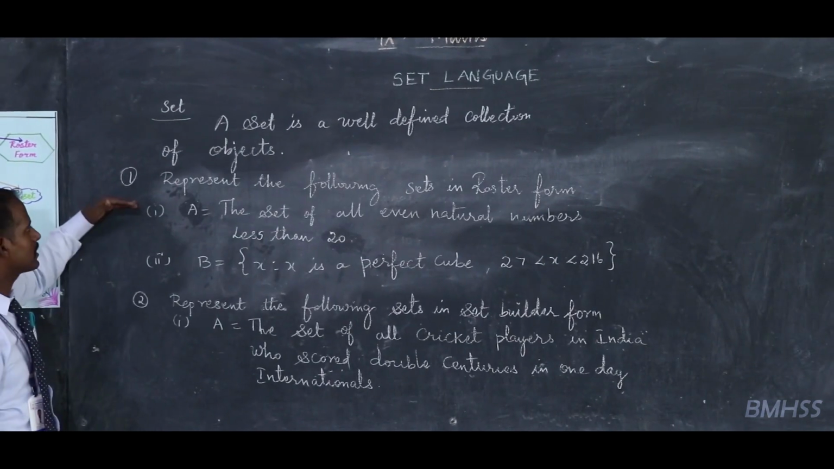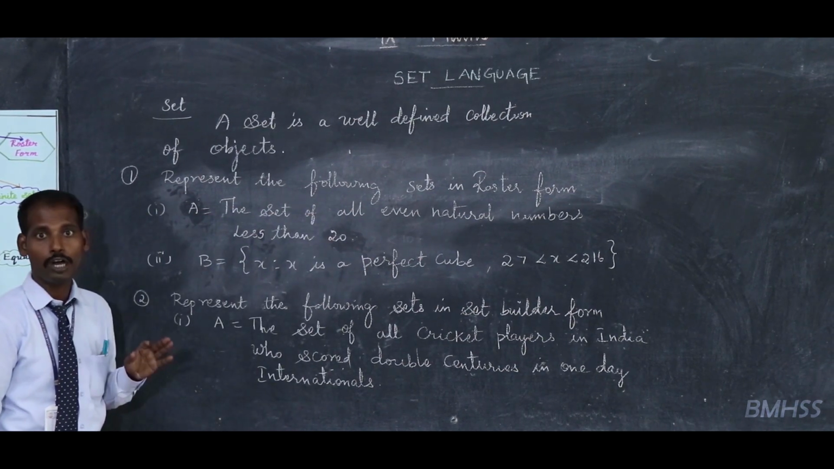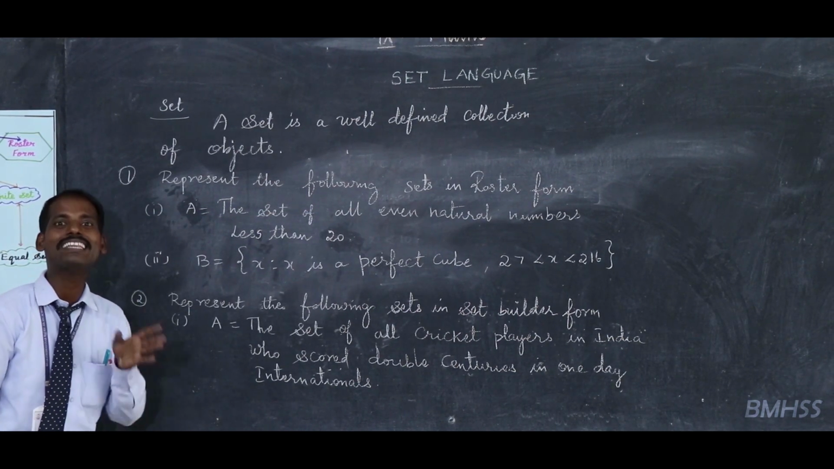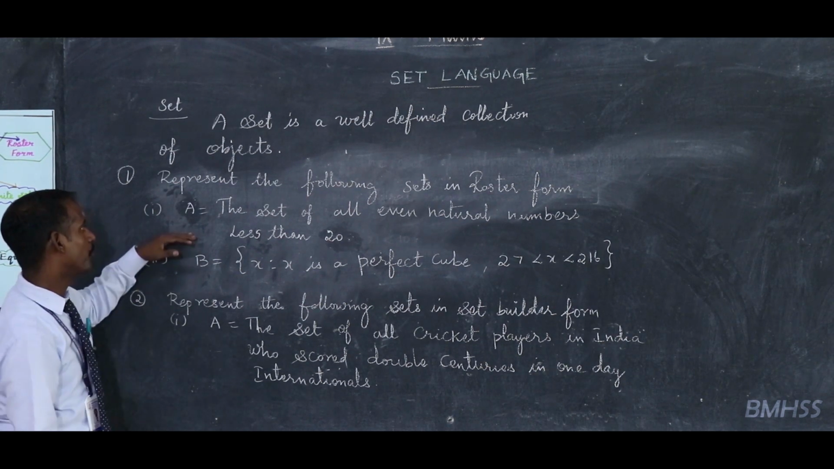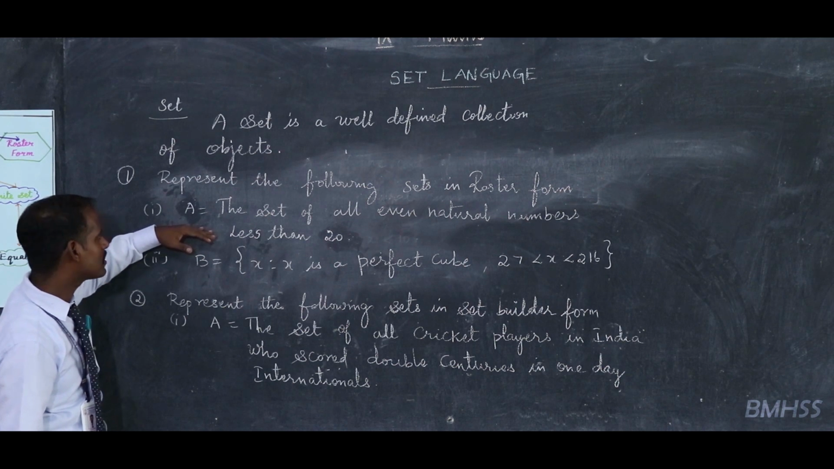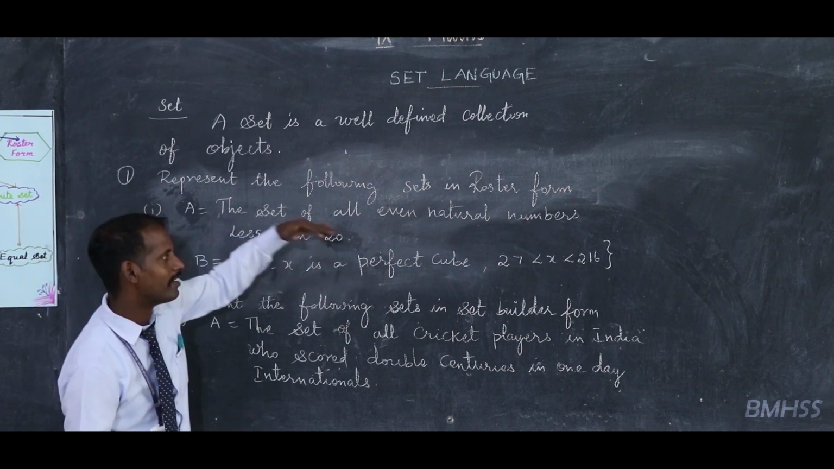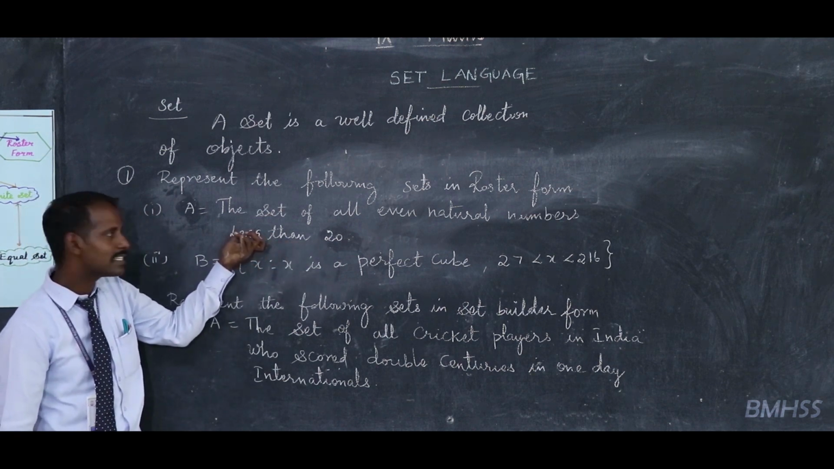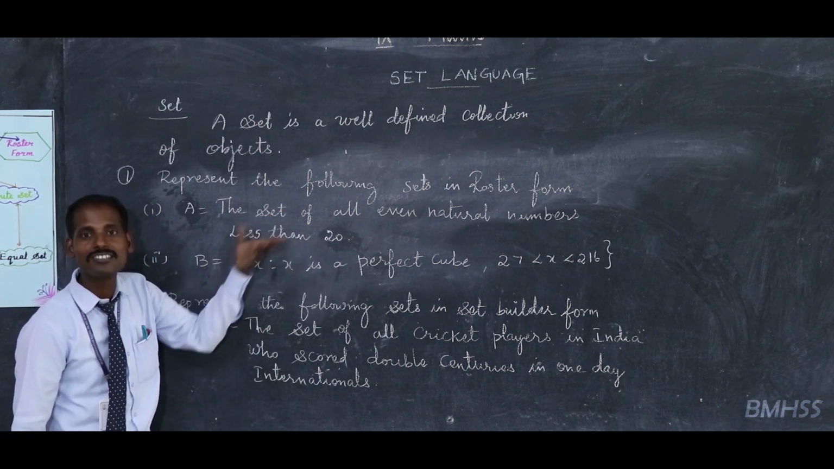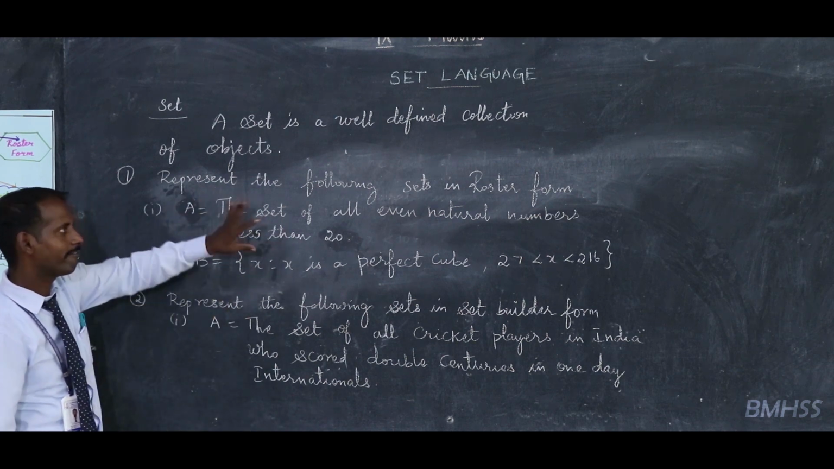Now for some, represent the following sets in roster form. We know that how to write roster form, listing all the elements. It is set. Now here what is the given values? A equal to the set of all even natural number less than 20. What is the format? This is a set described in words. It is descriptive form. So now I will write roster form.